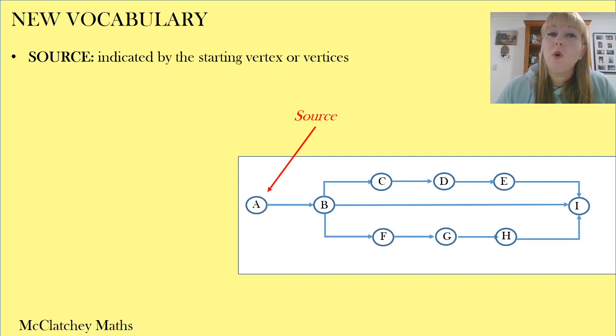So we've got something called the source, and this is indicated by our starting vertex, or sometimes more than one vertex, which would be vertices. And some textbooks, as we've mentioned before, call those nodes. Now our source represents the supply of flow to the whole network. So if you've done economics, you would have heard about supply and demand before, and I'm going to talk a little bit about that in a moment. So this is the supply or the source to the whole network.